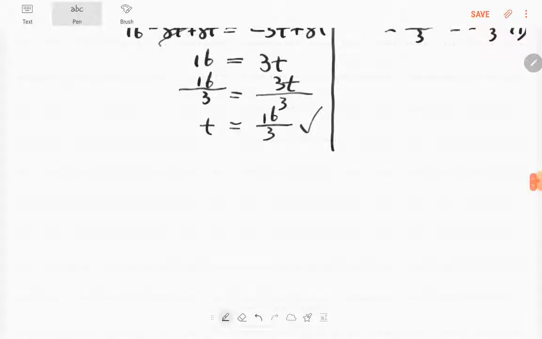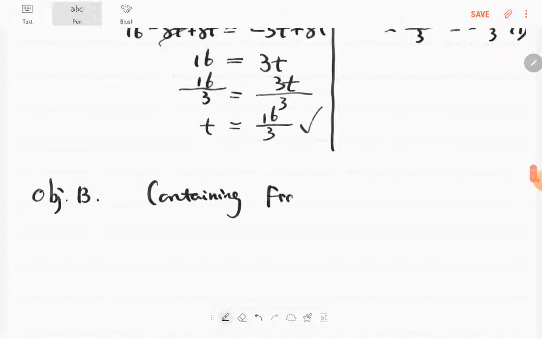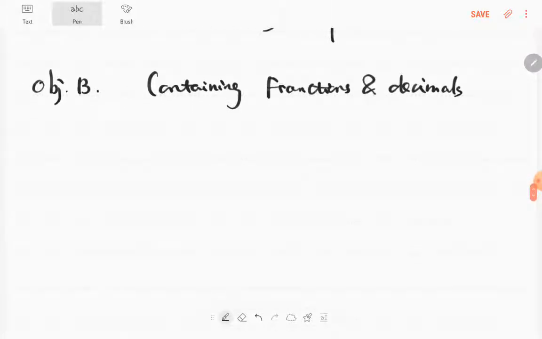Okay, so let's check objective B, containing fractions and decimals. Let's check the example.